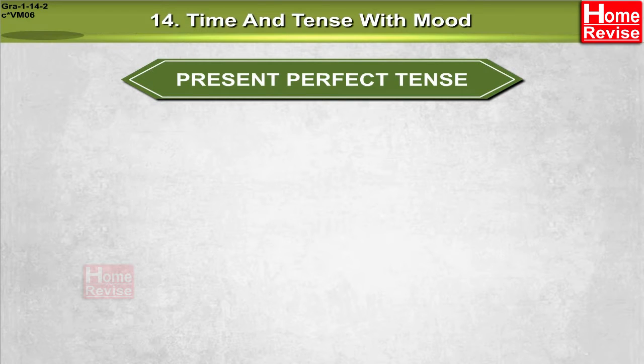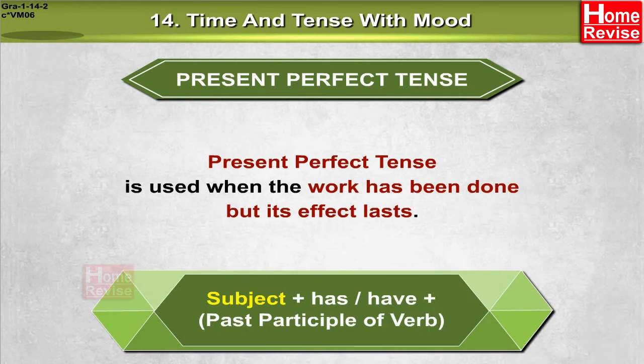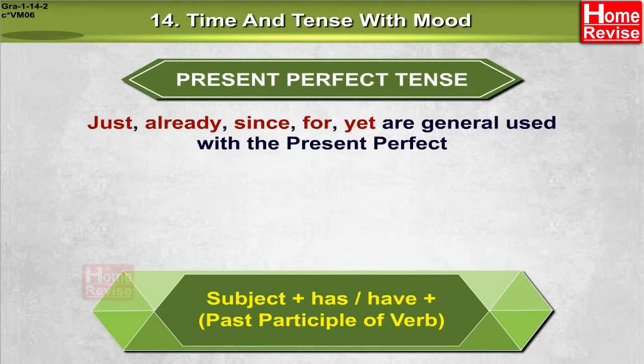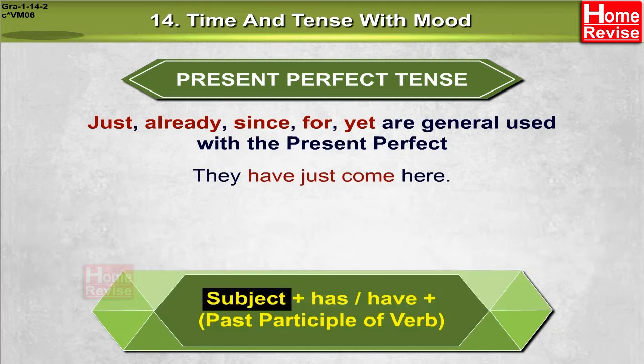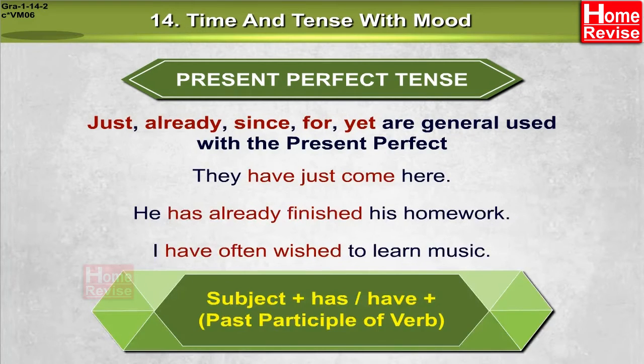Present perfect tense. Present perfect tense is used when the work has been done but its effect lasts. Subject plus has or have plus past participle of verb. I have done the work. We have done the work. Just, already, since, for, yet are generally used with the present perfect. They have just come here. He has already finished his homework. I have often wished to learn music.